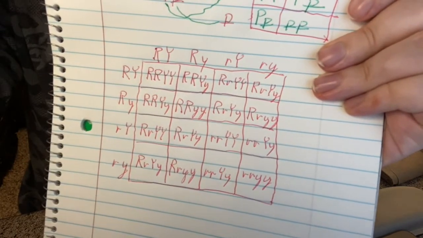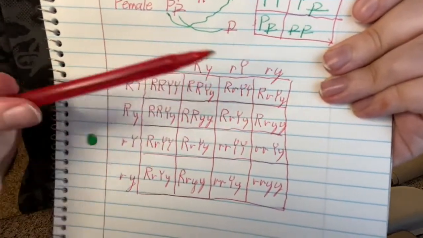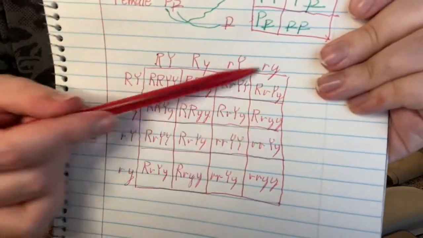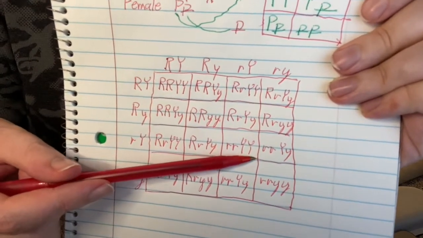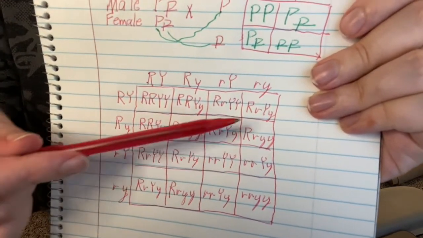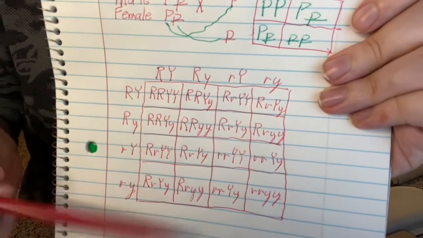Now, this is all genotypic ratio right here. This is all our genotypes. All right. If I were to say the genotype ratio, what would I say?